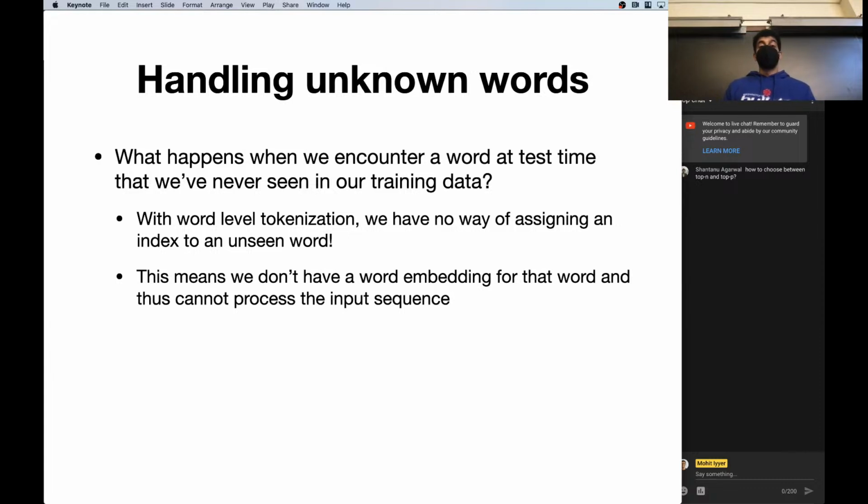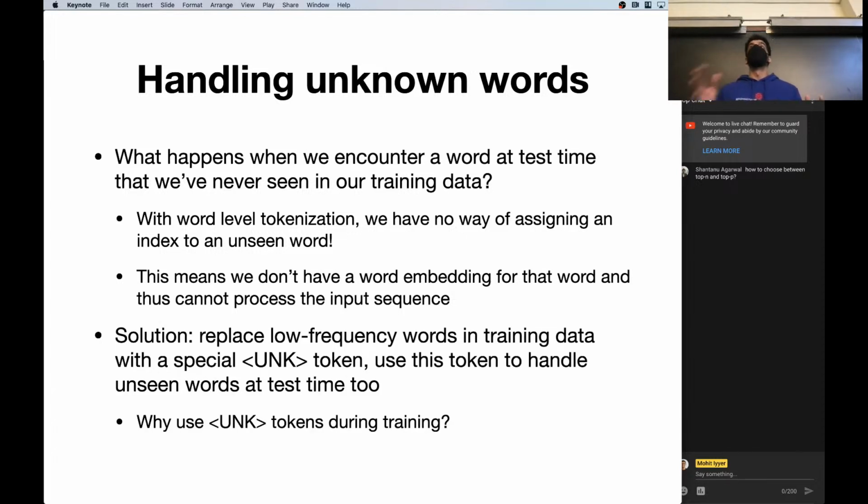Yeah, exactly. So that could mess with the grammar of the sentence, right? Maybe it's easy to recover if there was only one missing word, but what happens if there are three words in a row that you've never seen before, right? Then it becomes hard to even distinguish what could have gone in that spot. So yeah, that's definitely a major issue.